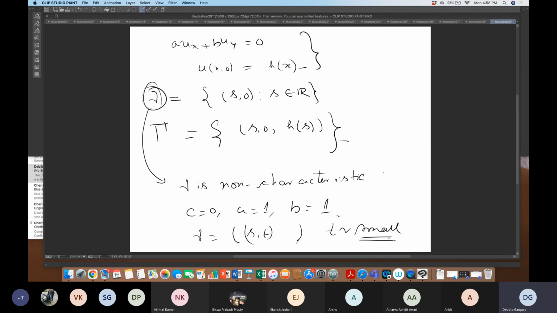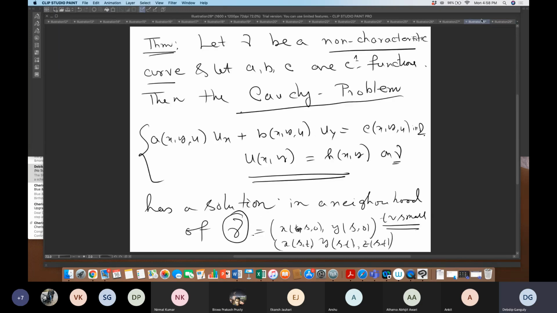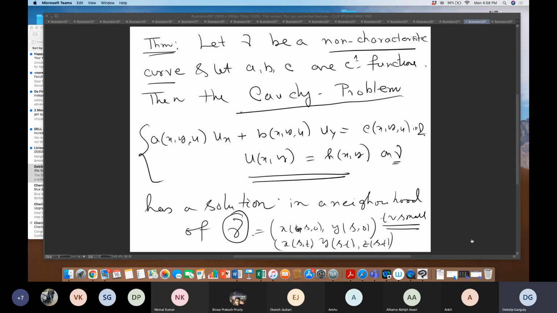But the theorem says only that. Case by case we will see that maybe this t can be extended to infinity. It depends on the problem. The theorem says that it will only have a small solution. It does not say that it will not have a larger solution. It is a sufficient condition that for t small, near Gamma, you will have a solution. Now we will do many examples.